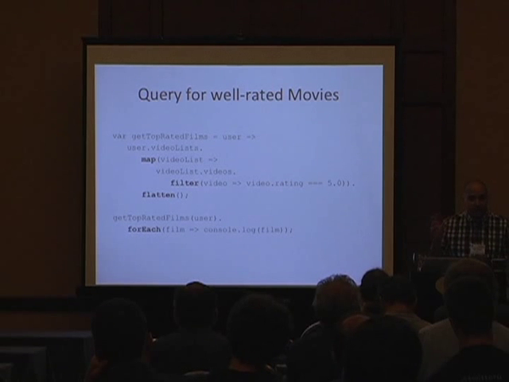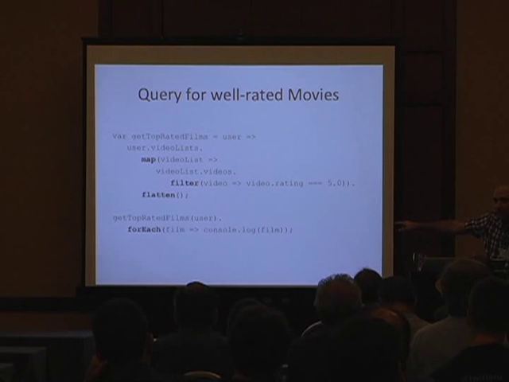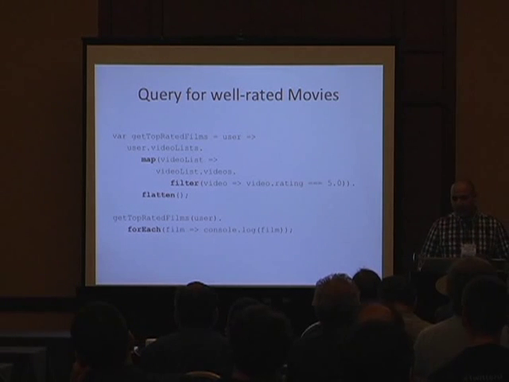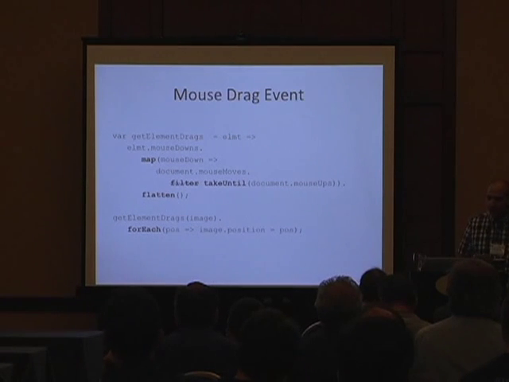Then we end up with a collection of collections. We flatten it into a single collection, and then we traverse it using forEach. So hopefully, most of you don't have any problem with that code. But I want you to look very carefully as I transition to the code for a mouse drag event.